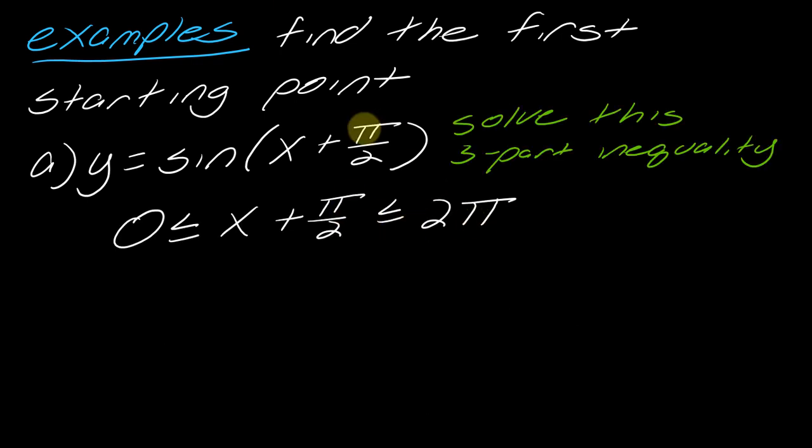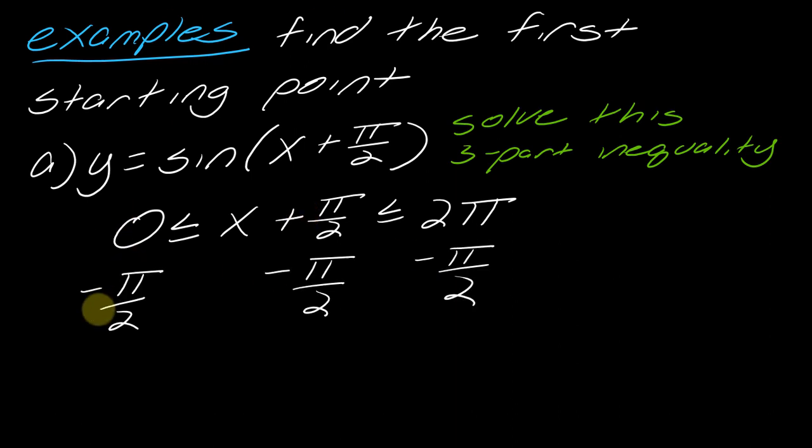And the way that you do this, you take whatever the inside of your trig function is, and you set up a 3-part inequality like this, and you solve this for x. So if you don't know how to solve this for x, just think about, how do I get x by itself? I have x plus pi over 2. So to get x by itself, I just want to subtract pi over 2, but I do that to all 3 sides. So it'll look like this, minus pi over 2, minus pi over 2, minus pi over 2. And then you just finish solving for x.